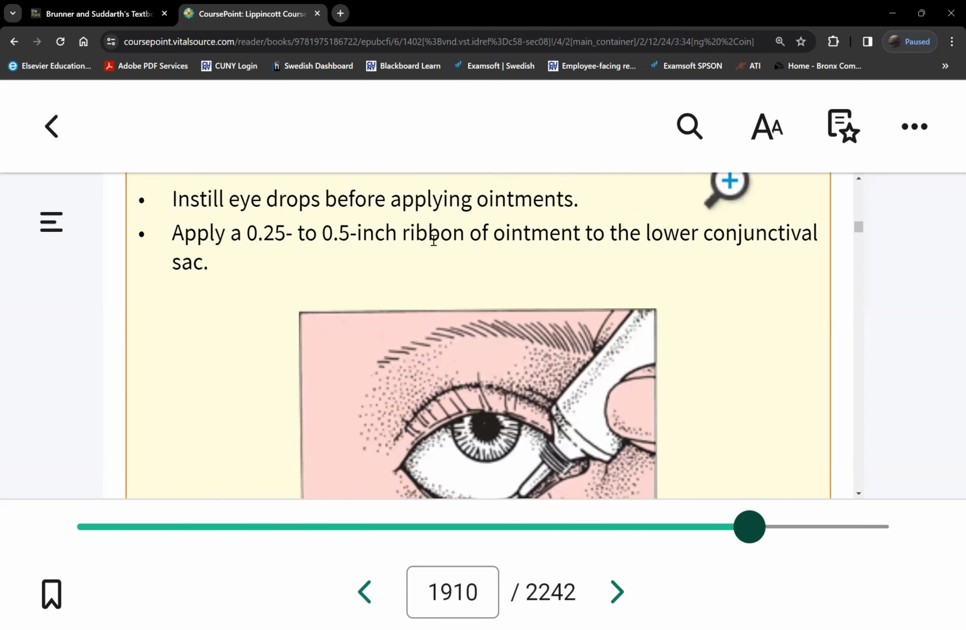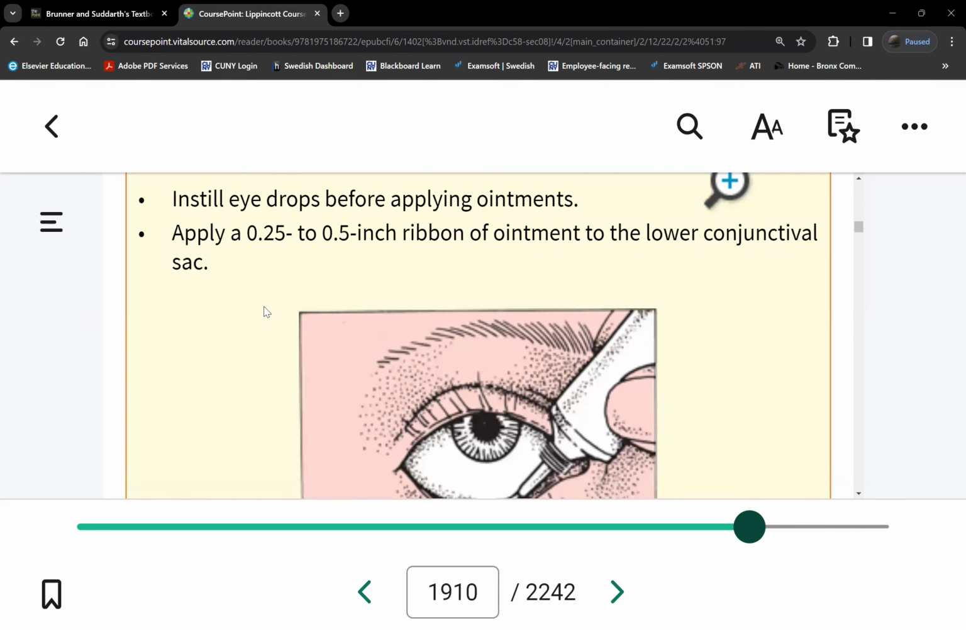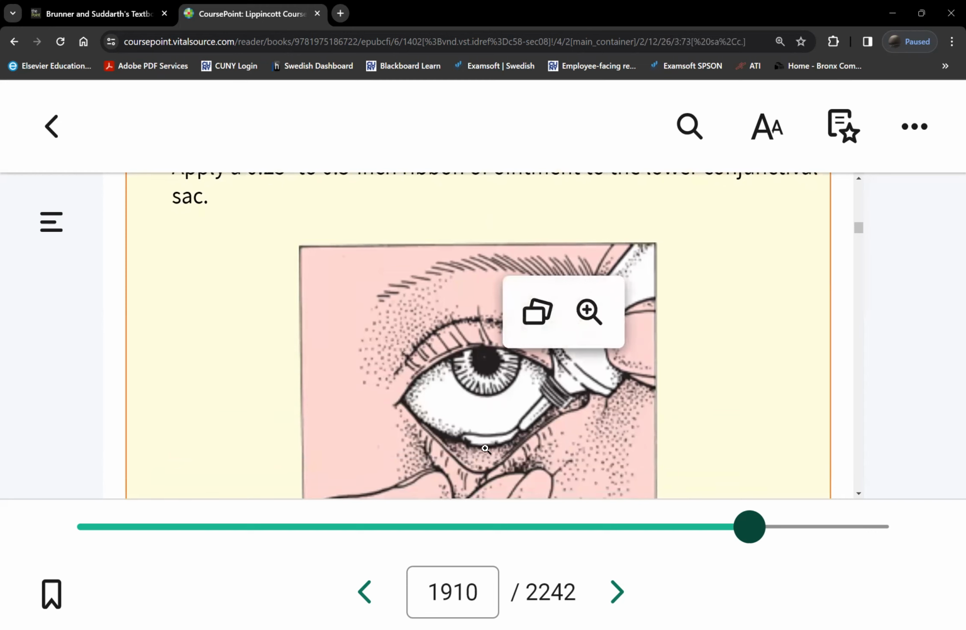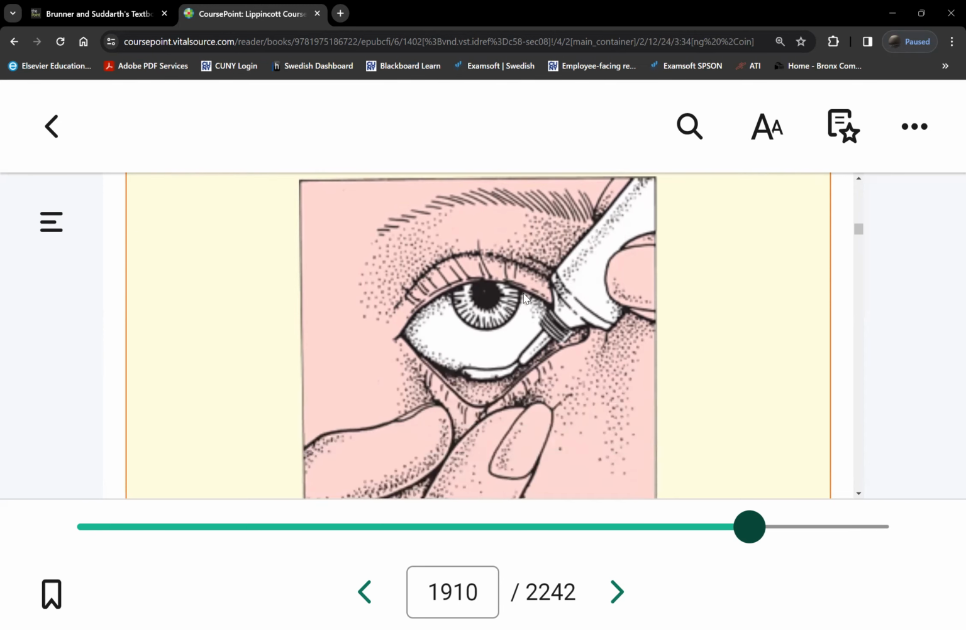If it's an ointment, like I said earlier, if the patient receives an ointment, give the eye drops first and then the ointment. An ointment will be applied this way. You go from either left to right, depending on if you're right or left-handed, but apply a thin ribbon of the ointment, again, on the same place on the lower conjunctival sac.